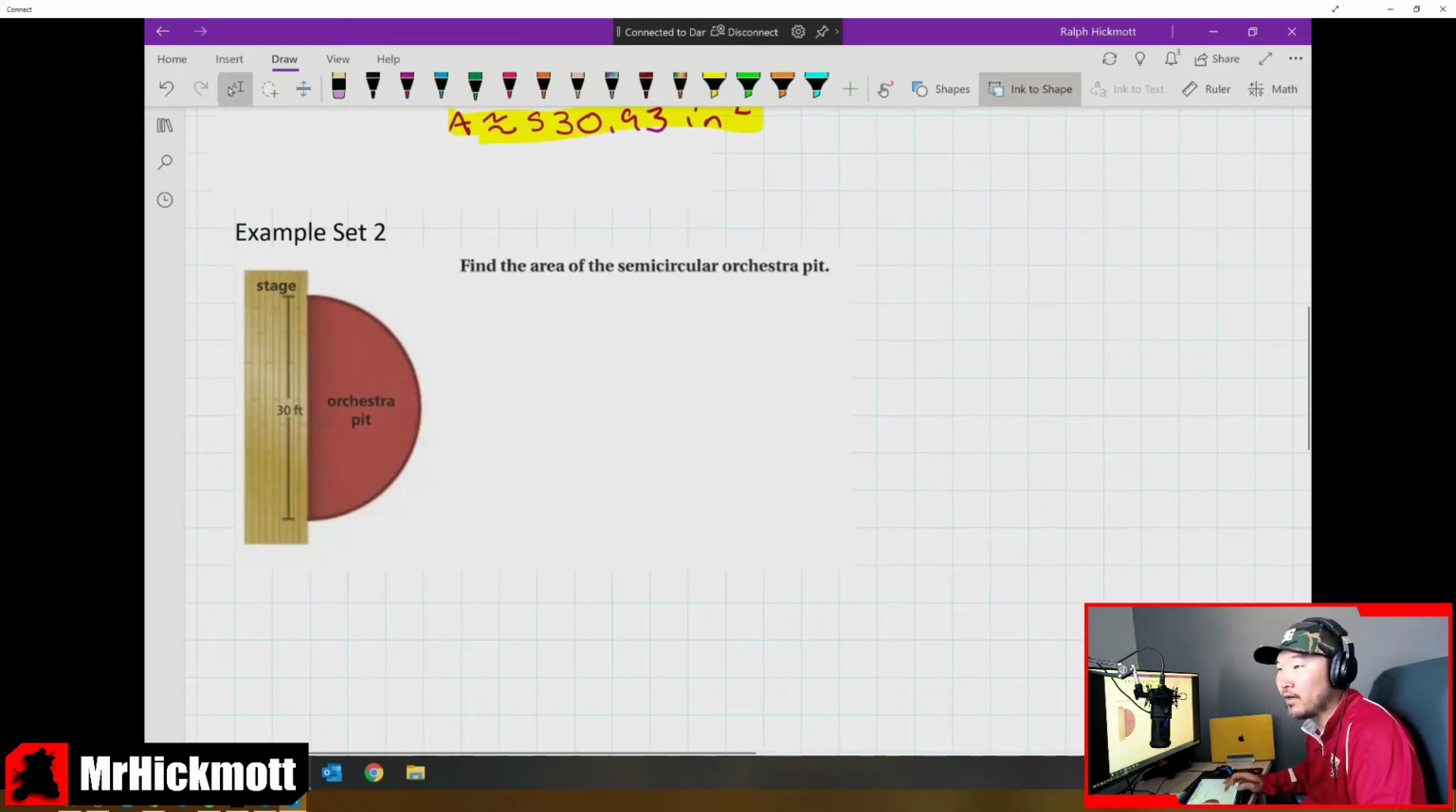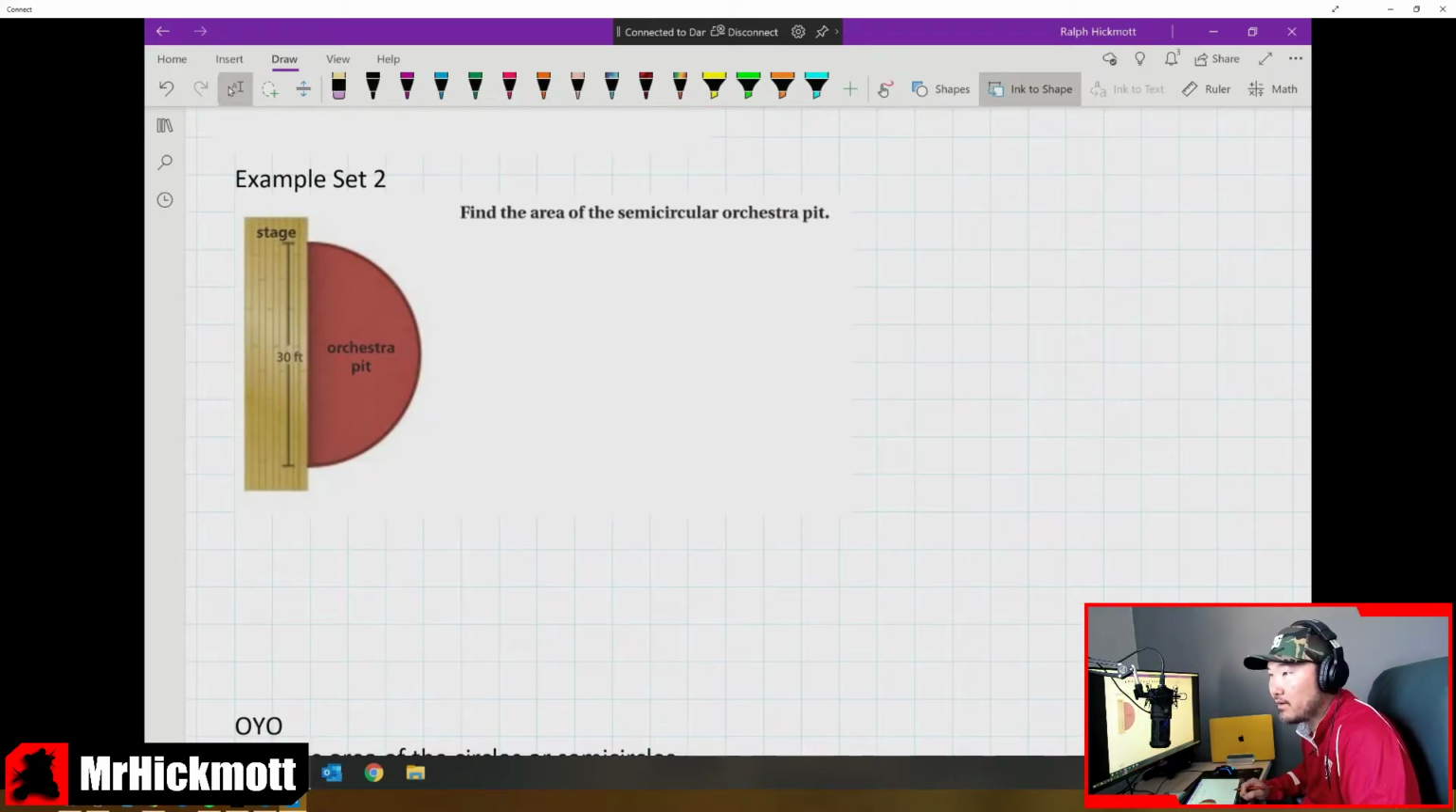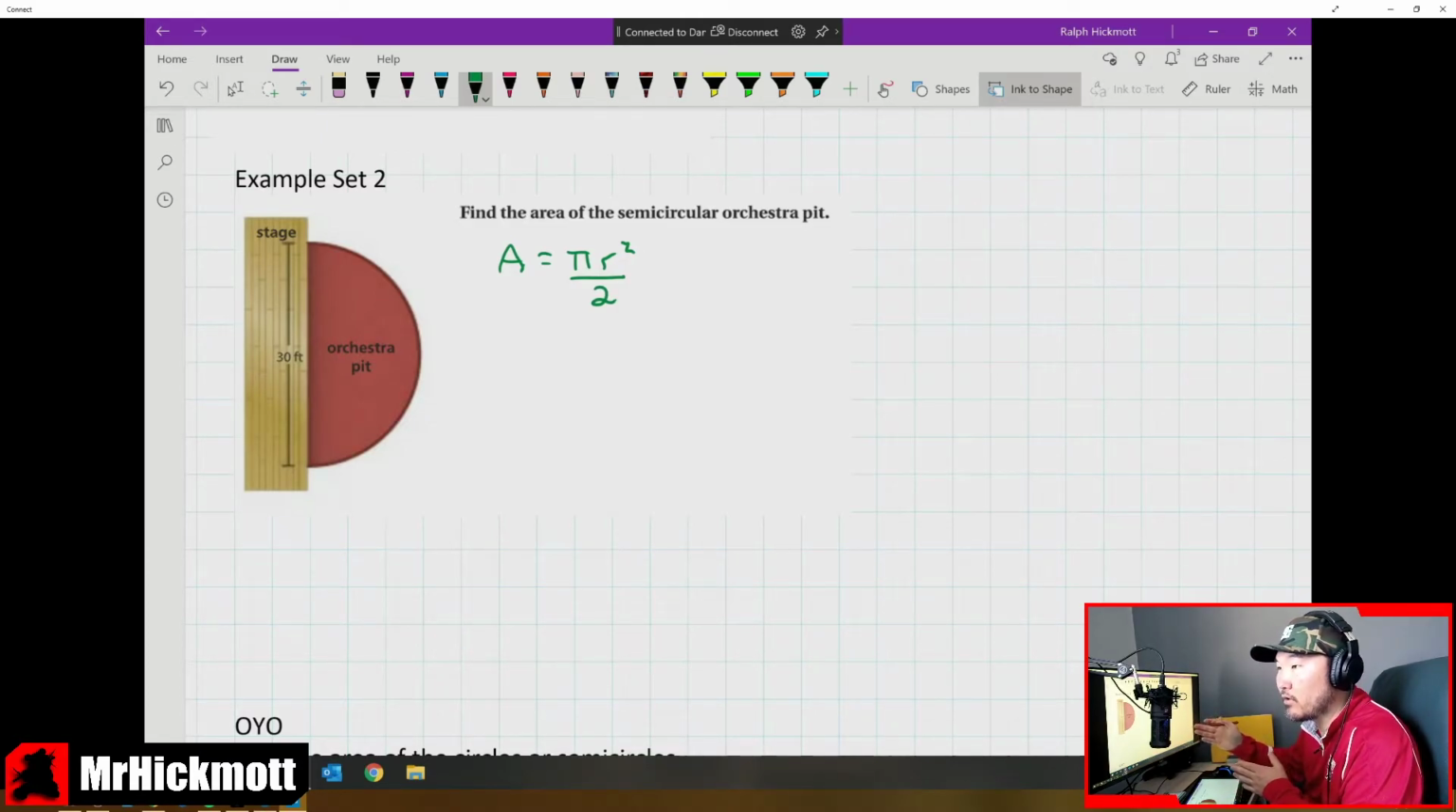Here we go. We can't forget about our lovely semicircle. A semicircle, as you already know from 8.1 and 8.2, is just half of it. So it makes sense that when we are finding the area of a semicircle, we're going to use pi r squared, but we're going to divide by 2, because it's just half of it. You can use this formula as I've written it here, or just divide by 2 at the very end. Personally, I like to go ahead and write it out the whole time and make sure that I don't lose track of it.